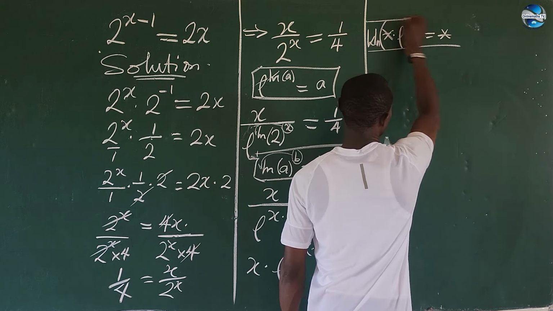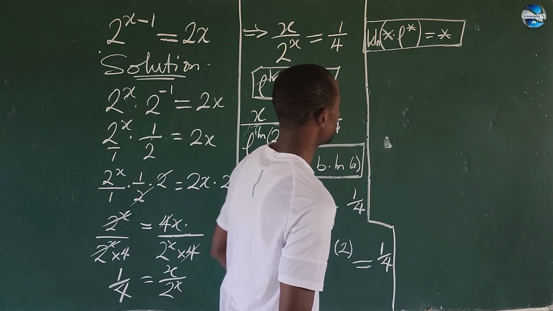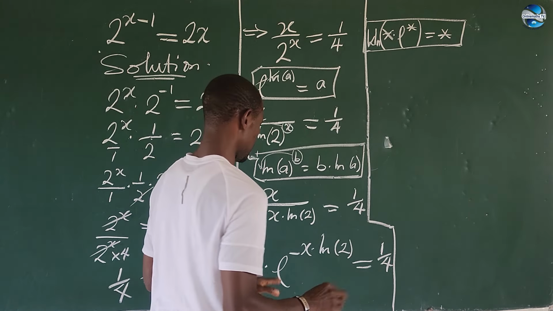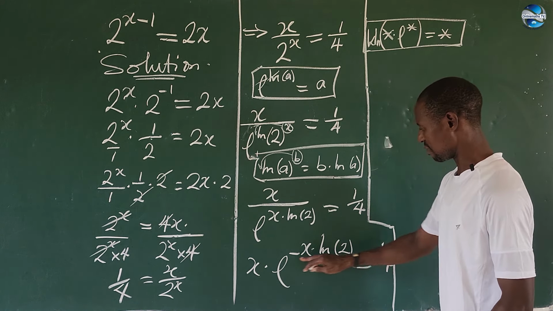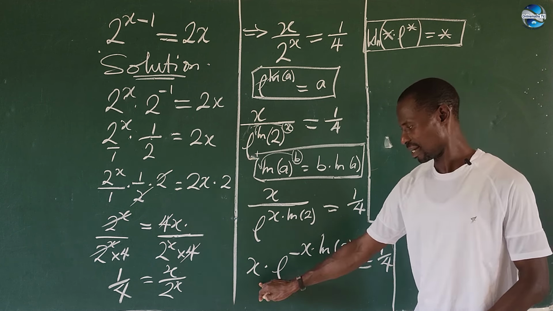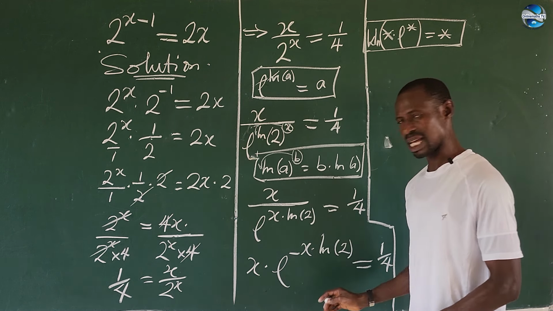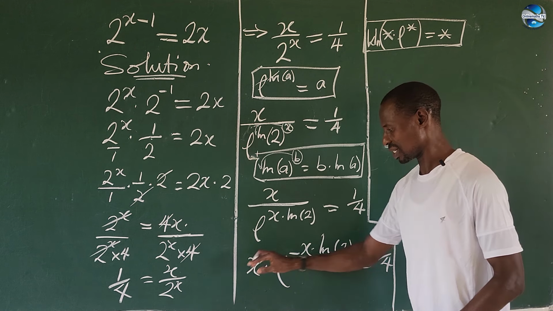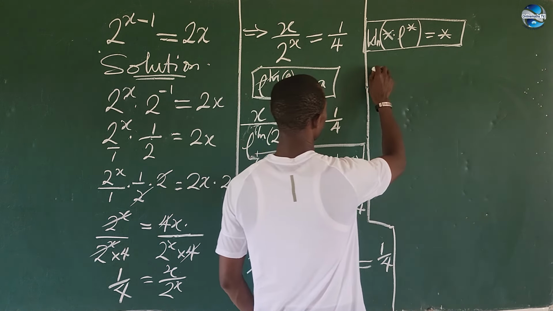So what is the condition given here? Here, the base must be equal to the power, so they must be the same. Now, here we have x, here we have x, and here we have minus ln of 2. But we don't have that yet. So how do we introduce that to this side? We multiply by minus ln of 2. And as we do that to the left-hand side, we must do it to the right-hand side.